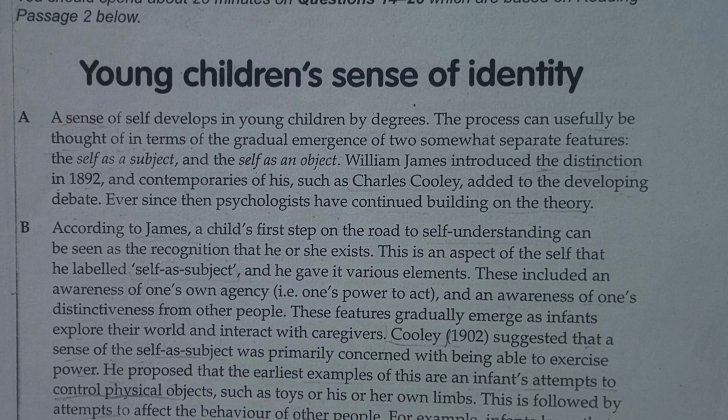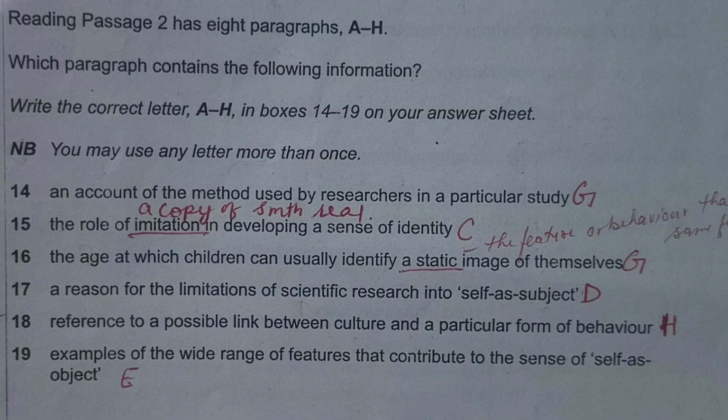Today we are going to discuss the Cambridge reading passage, Young Children's Sense of Identity. First 14 to 19 questions are to find out the paragraph from which the given statements have been taken. First statement is, an account of the method used by researchers in a particular study.